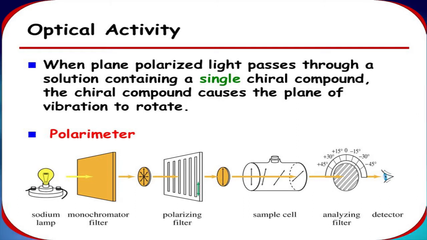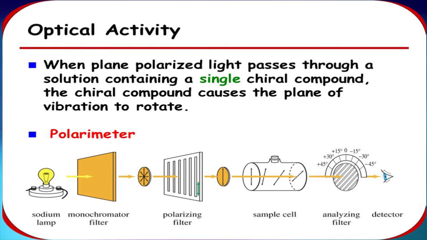Now this polarimeter contains a few components: first of all the sodium vapor lamp, followed by the monochromatic filter, and then a polarizing filter. Then there will be the sample tube or sample cell made of glass. After that we have the analyzing filter, or the analyzer, and then the detector. The detector is the eye, because we will be detecting by our own eyes.